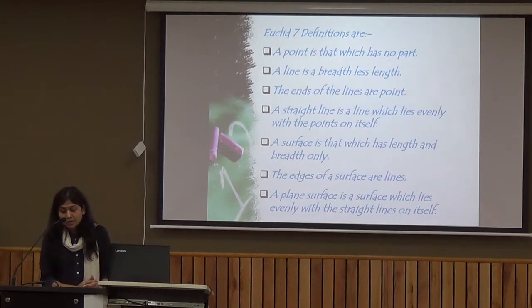Now, a straight line is a line which lies evenly with the points on itself. A surface is that which has length and breadth only. The edges of a surface are lines. For example, a cube or a cuboid. All these figures are solid figures and are made of surfaces having edges. Now, a plane surface is a surface which lies evenly with the straight lines on itself.